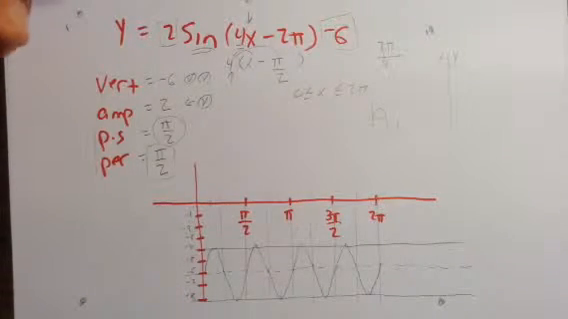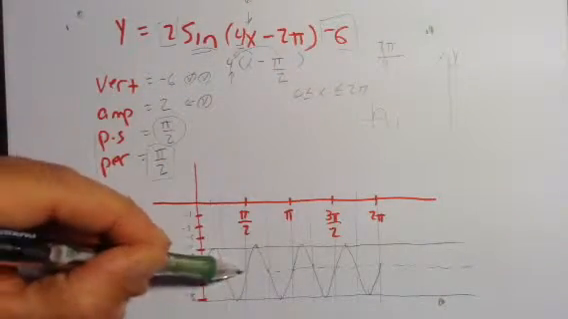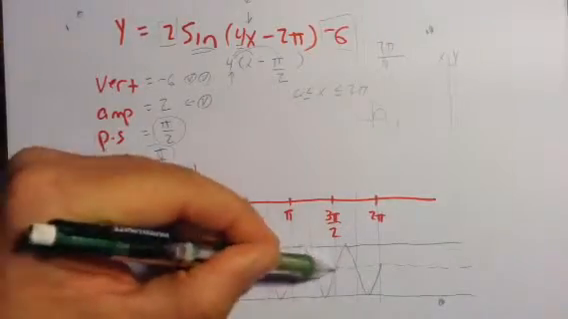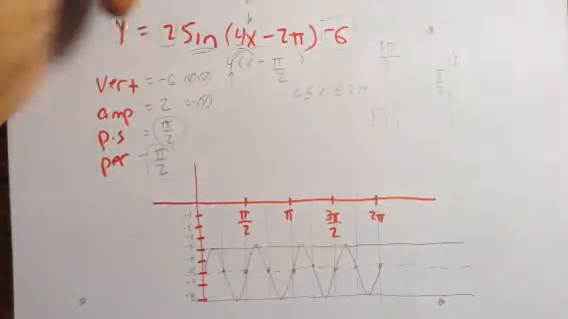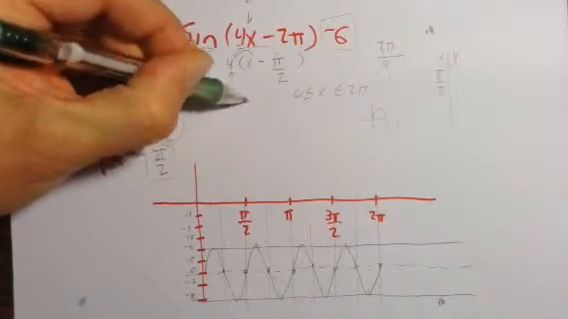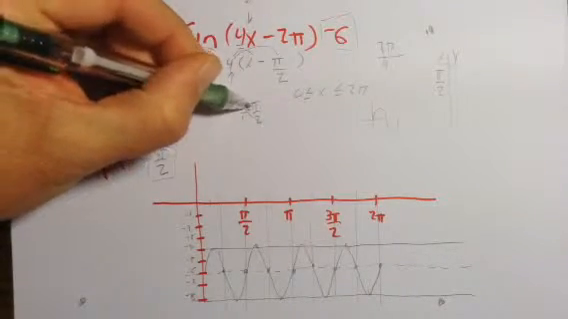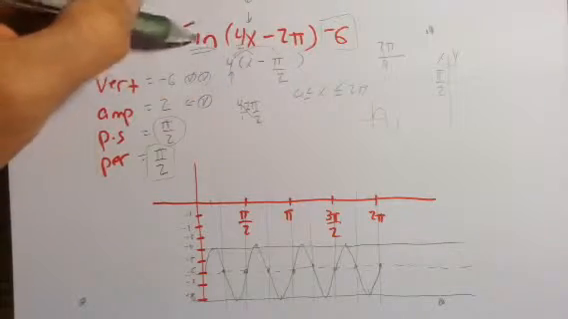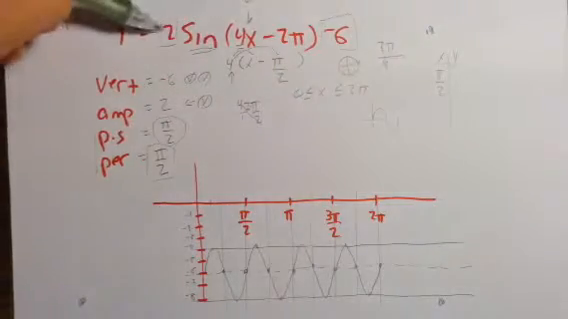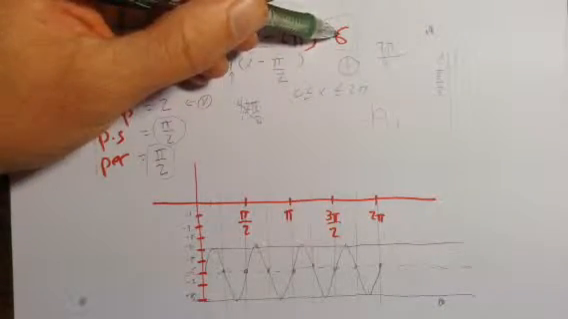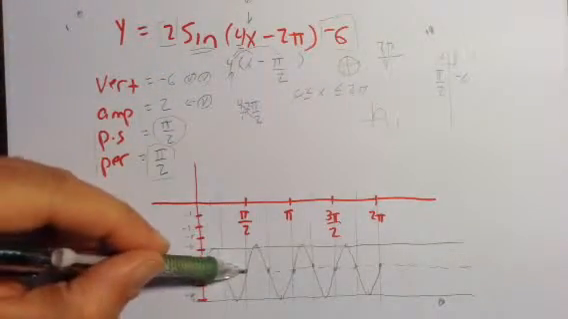Now just to prove why this is a tricky one, let's say you're doing an XY value and you wanted to plug in, oh I don't know, something like pi halves. Let's try pi halves. Well, if I took pi halves and I plugged it in here, then I have 4 over 1 times pi halves. Well, this gives me 2 pi. 2 pi, subtract 2 pi is 0. So if I ask myself, what is the sine of 0? Let's just draw it out. The sine of 0 is 0, right? And 0 times 2 is 0, and 0 minus 6 is -6. So at pi halves, I'm at -6. Well, let's see if that worked. At pi halves, I'm at -6.